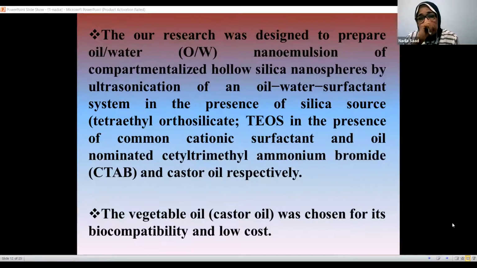In our research, we designed to prepare an oil-water nanoemulsion of hollow silica nanospheres by ultrasonication of an oil-water surfactant, CTAB, and castor oil. Castor oil is chosen for its biocompatibility and low cost.